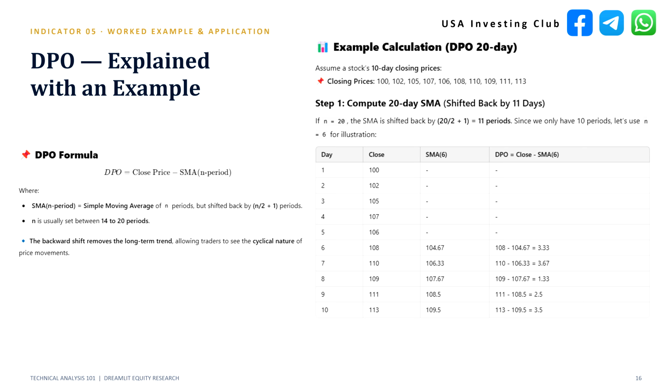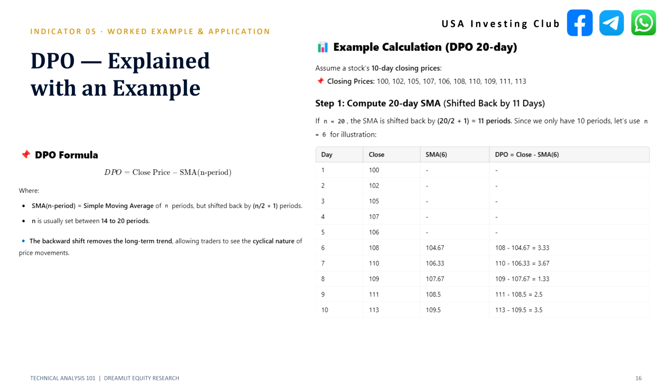With the standard N equal to 20, the shift would be 20 over 2 plus 1, or 11 periods. More than our 10-day window contains, so purely for illustration, we'll use N equals 6 instead. Step 1. Compute the 6-day simple moving average at each point once 6 closes are available.